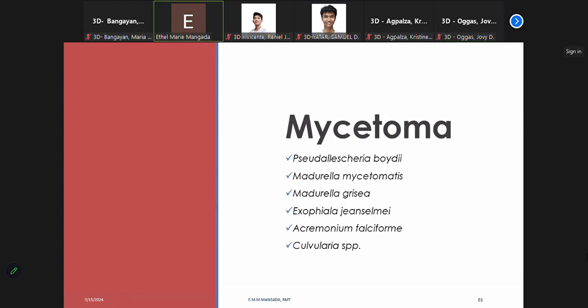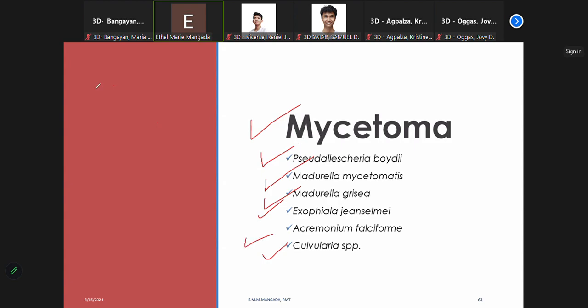Okay? So next, other than your phaeohyphomycosis, you also have to take note that some of those microorganisms causing phaeohyphomycosis also cause another type of subcutaneous infection, and this is your mycetoma. Example, we have your Exophiala jeanselmei, your Curvularia, okay, di ba? And other microorganisms that may cause mycetoma, we have your Pseudallescheria boydii, Madurella mycetomatis, Madurella grisea, your Exophiala, your Curvularia, and your Acremonium falciforme.